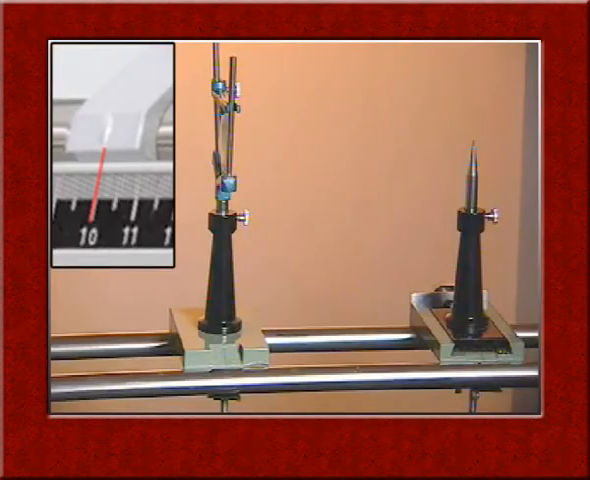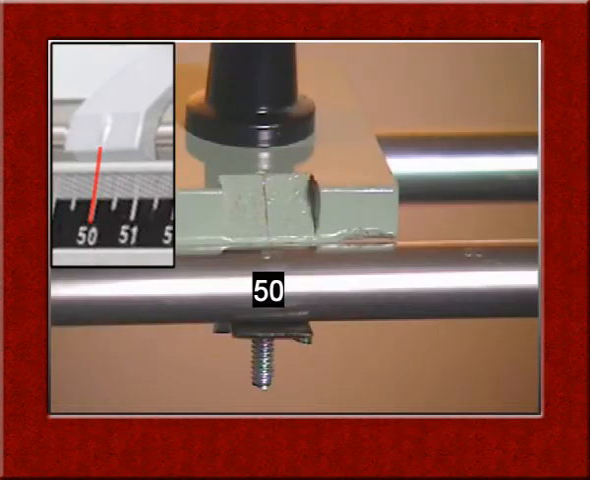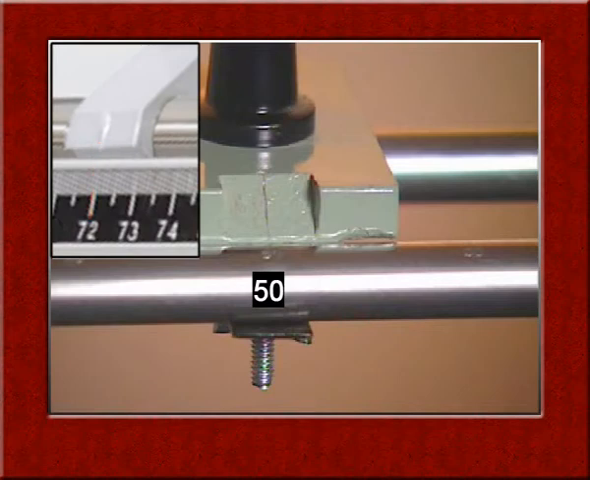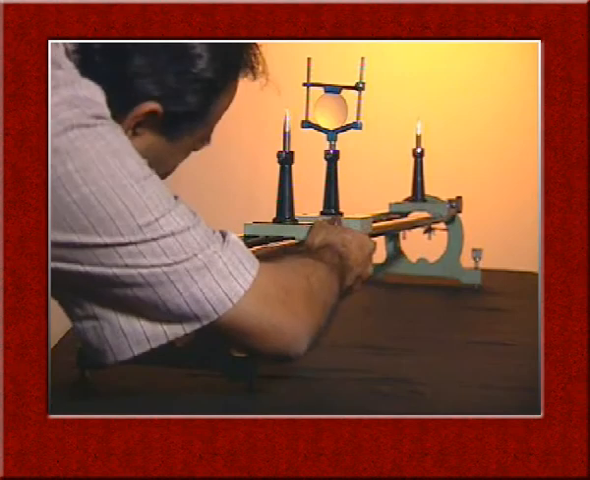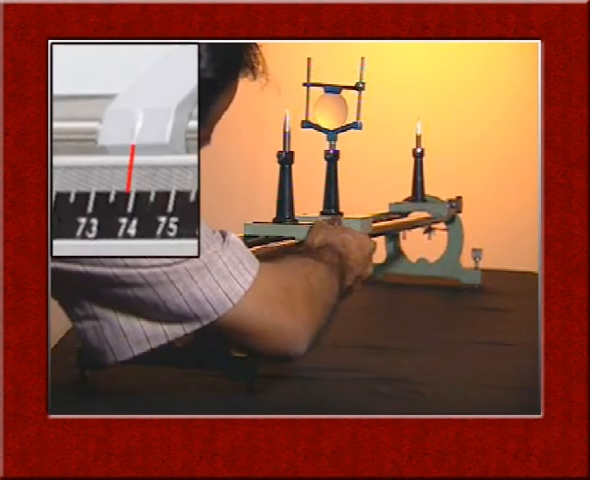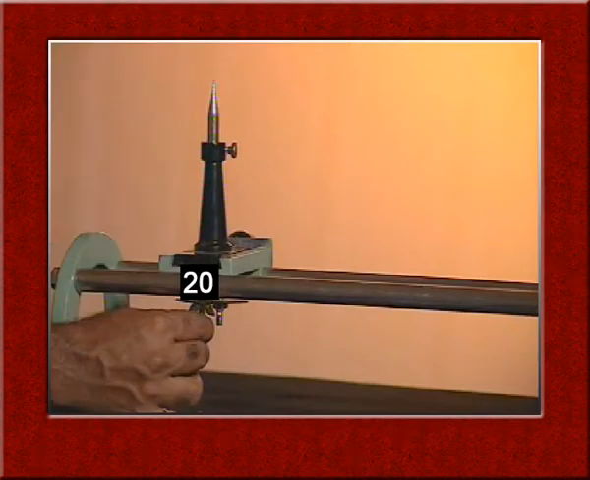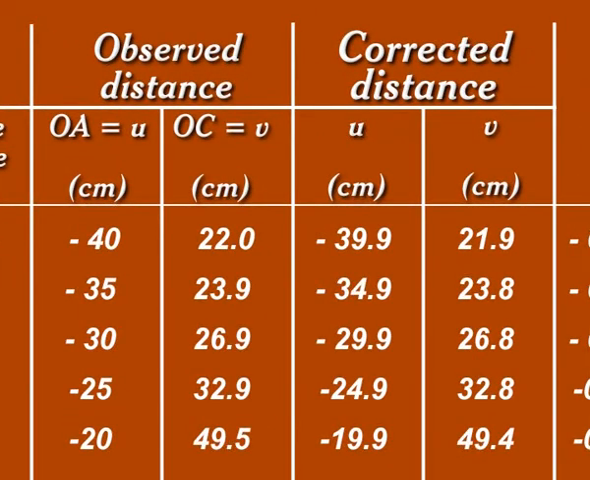Record the position of the index marks on the base of the upright of the lens, the object needle and the image needle in the observation table. Now repeat the observation by changing the position of the object needle by 5 centimeter. Take at least 5 different readings. In the observation table, measure the observed distances for U and V, then correct U and V using the index correction.